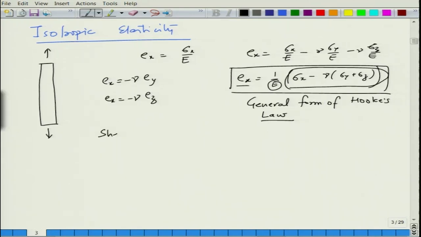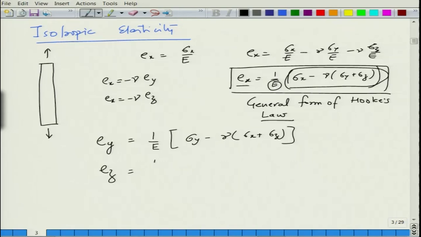Corresponding shear strains one can also get. Let us do them a little later. So basically we have an expression for epsilon x. If we want an expression for epsilon y, which will be similar, epsilon y will be 1 over E sigma y minus nu into sigma x plus sigma z, and epsilon z will be equal to 1 over E sigma z minus nu into sigma x plus sigma y. So these are the corresponding equations for strains along x, y and z direction in the form of stresses, overall stress divided by modulus.